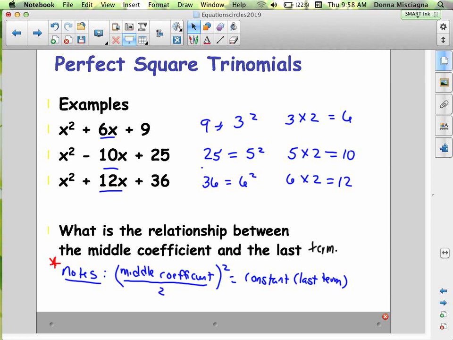Anywhere on that page, in the completing the square part, just put these notes in. Because you're going to want to know this. And not only are you going to want to know this for this year, you're going to want to know it for next year, because we're going to do things with completing the square next year as well. So just a little hint there.